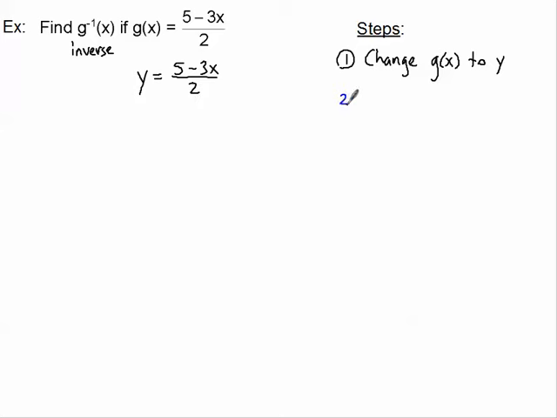Step 2, swap x and y. All right, people are going to think that that's a plus sign. It is not a plus sign. That's an and. Well, there we go. Okay, swap x and y. So wherever it says x, we're going to put in a y. Wherever it says y, we're going to put in an x. So x now equals (5 minus 3y) divided by 2.